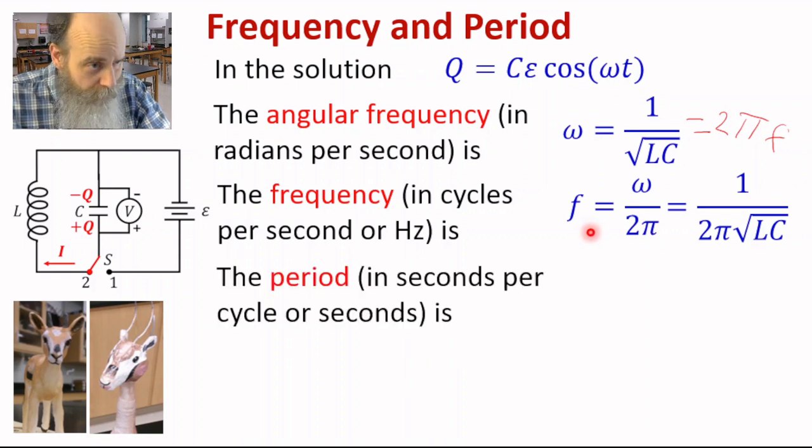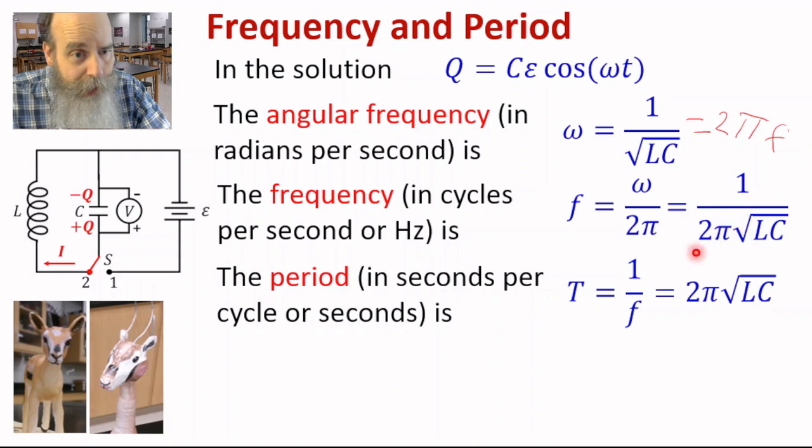The period, which is seconds per cycle, or the time for one oscillation, is 1 over F. So we just take 1 over 1 over 2 pi square root LC, and we get T is 2 pi square root LC.